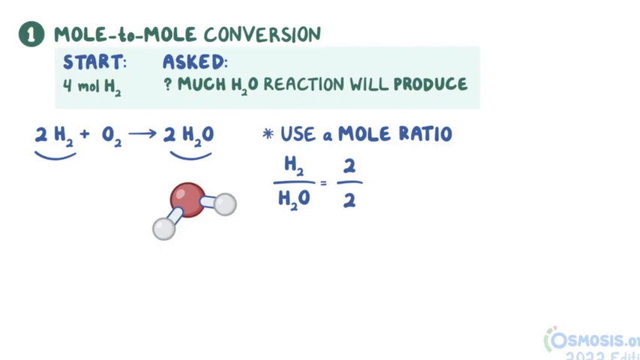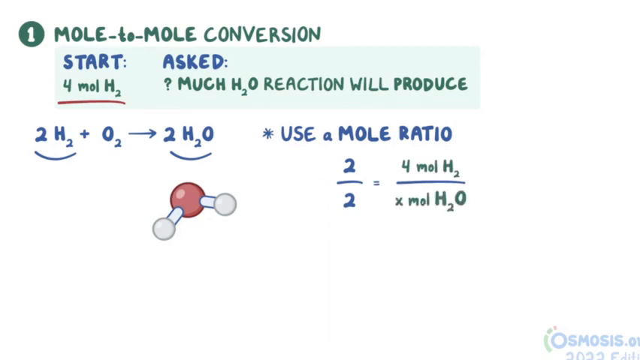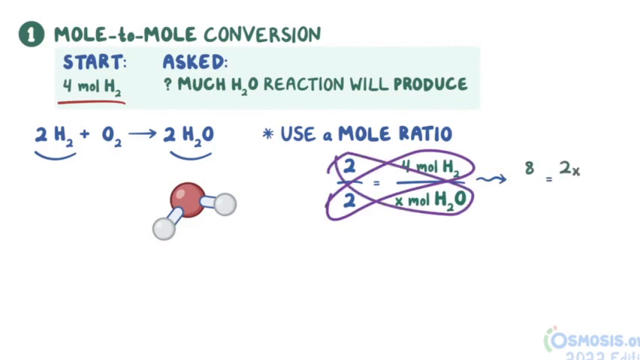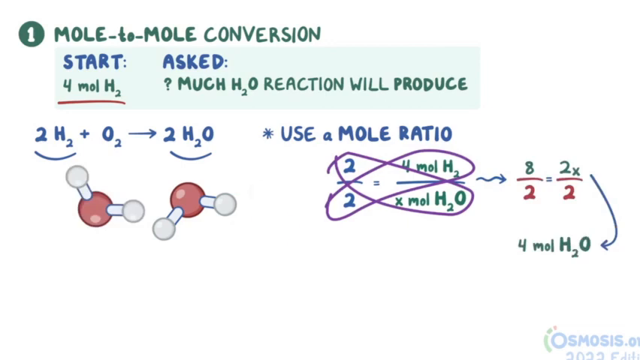Now we look at the numbers we are given in our problem. We know that we start with 4 moles of hydrogen, so we put 4 moles in the numerator of our ratio. But we don't know how many moles of water are produced, so we put an x in the denominator. So we have H2 over H2O equals 2 over 2 equals 4 over x. We now have an equation, which we can solve for x using cross multiplication. X is equal to 4, so 4 moles of water are produced by our reaction.